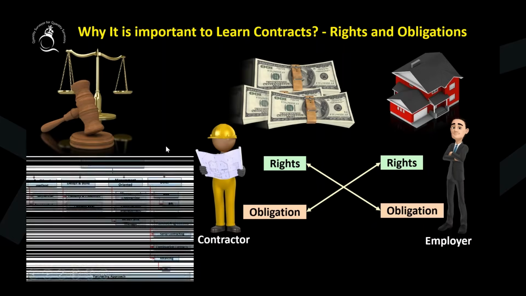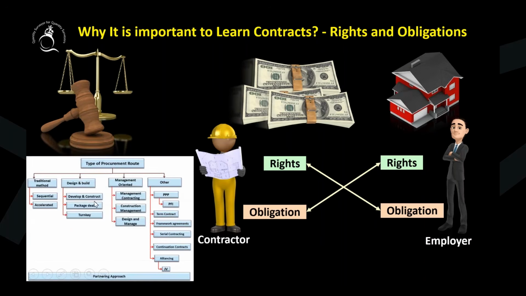Because if you talk about each and every procurement route, which I am displaying here, these are typical layouts for the whole procurement route. The rights and obligations are not the same under each and every procurement route. These are very different. Do you understand? These are very different.